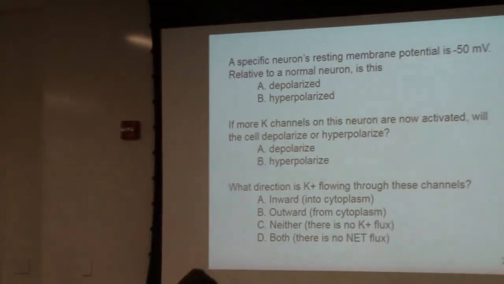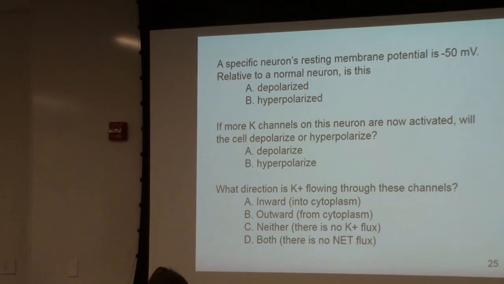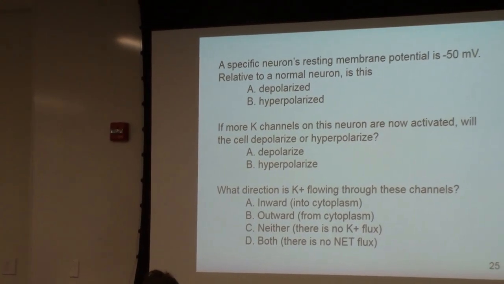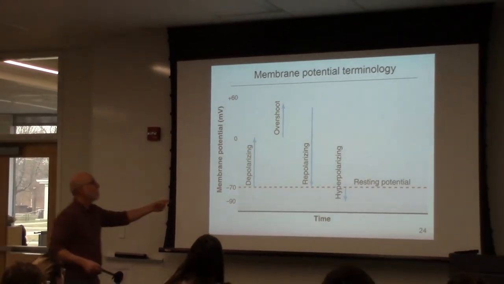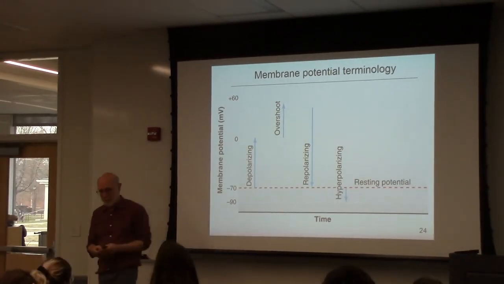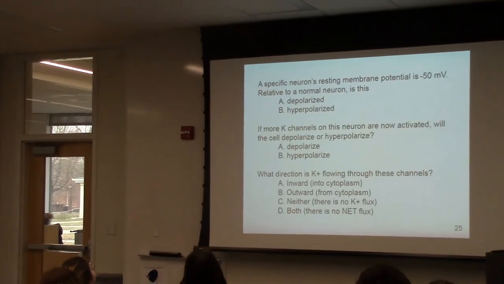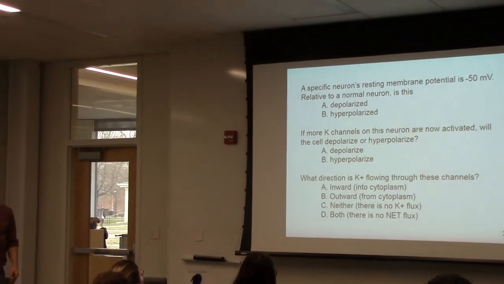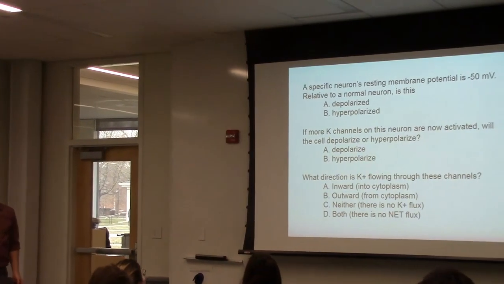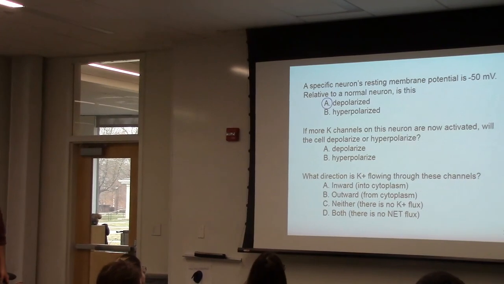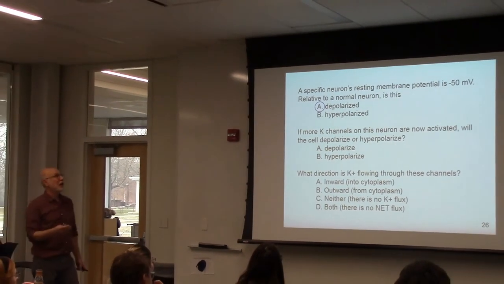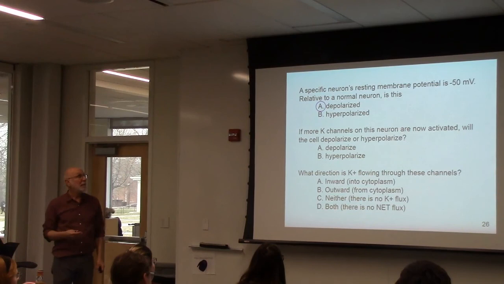A neuron's resting membrane potential is minus 50 millivolts. That's just what it happens to be. Relative to a normal neuron, so I'll just show you, a normal neuron's resting membrane potential is more like minus 70. Relative to normal, this neuron's membrane potential is... If more potassium channels on this neuron are activated, the cell will depolarize or hyperpolarize.